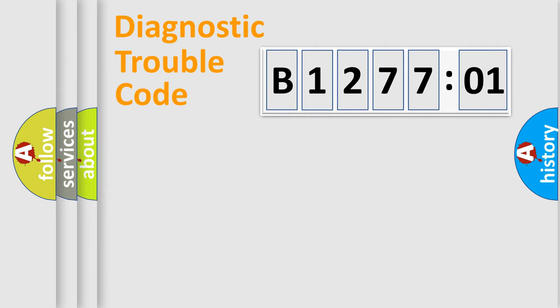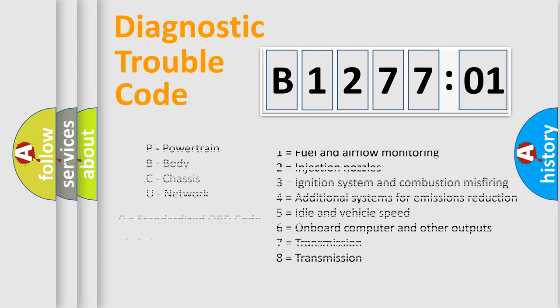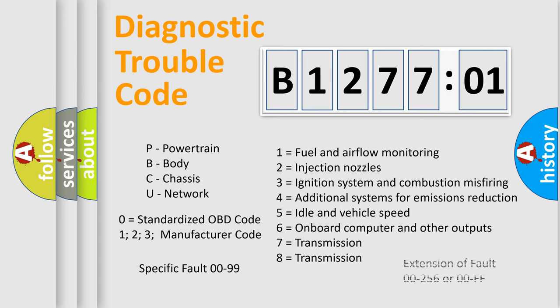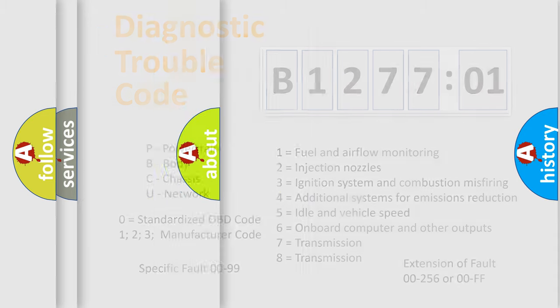For example, a short to the ground. Let's not forget that such a division is valid only if the second character of the code is expressed by the number zero.